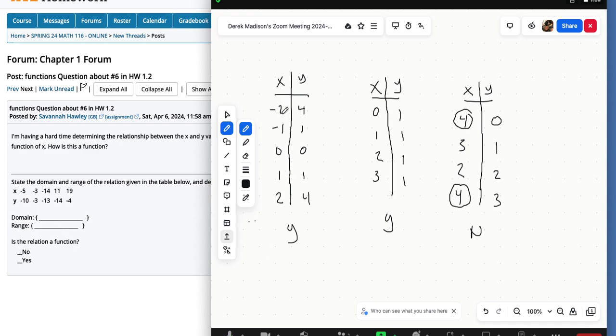So you can have all the repeats in y, or the output that you want, that's fine, it can be a function. But if you see a repeat in that x value, which right up there you see there wasn't, that means it's not, or it is a function, because for each x, there's only the one output. Hopefully that made it better and not worse.